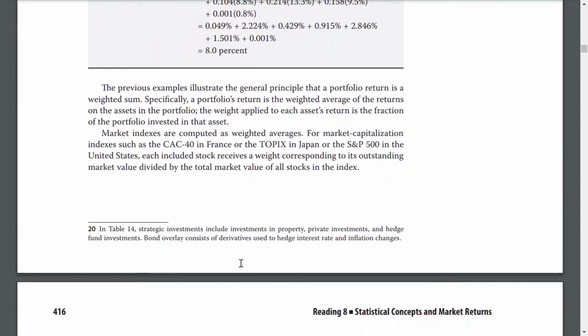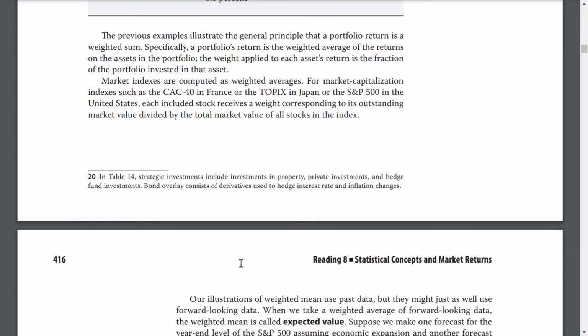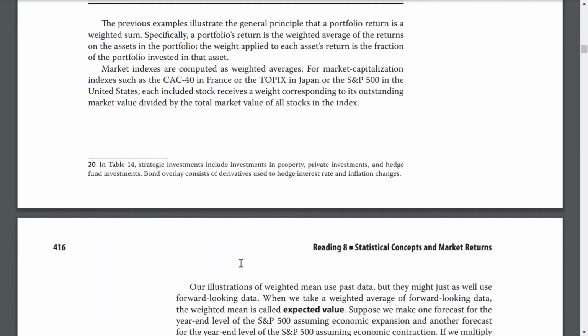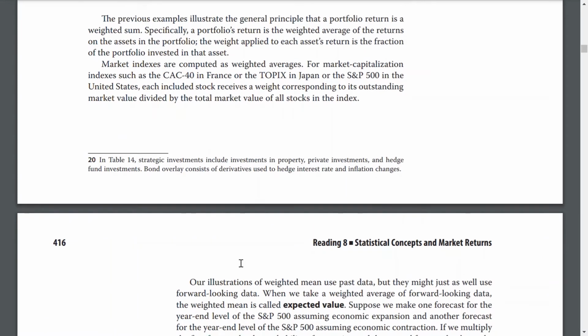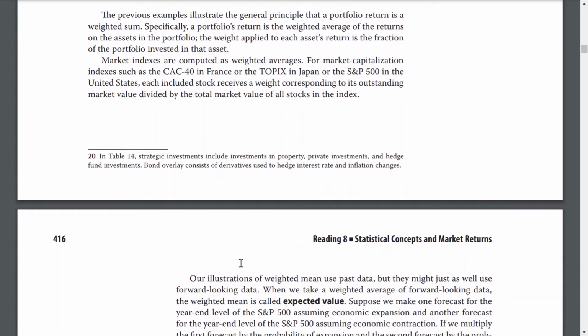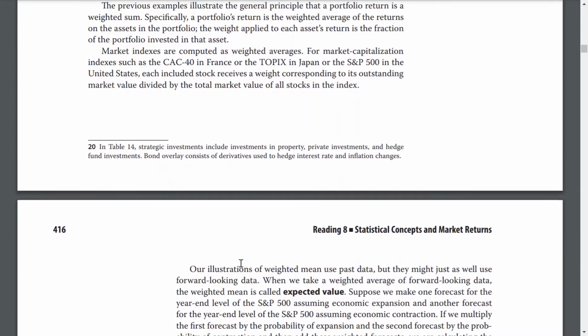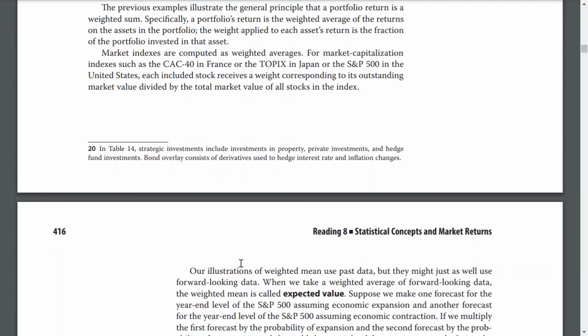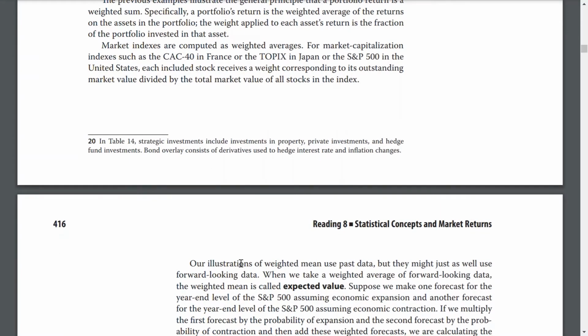Market indexes are computed as weighted averages. In a market capitalization index, such as the CAC 40 in France, the TOPIX in Japan, and the S&P 500 in the United States, each included stock receives a weight corresponding to its outstanding market value divided by the total market value of all the stocks in the index.